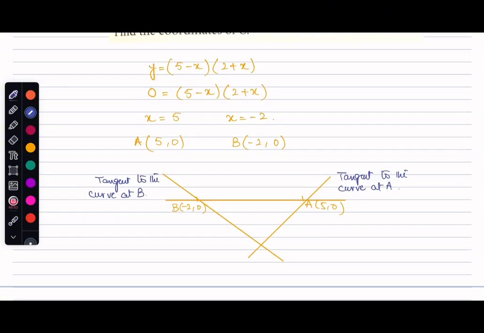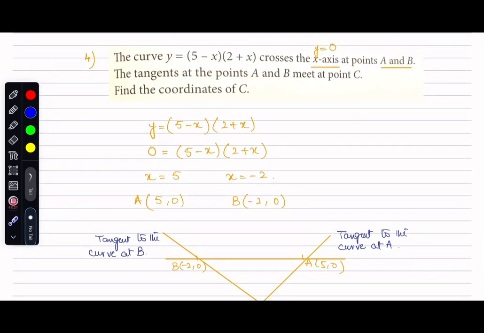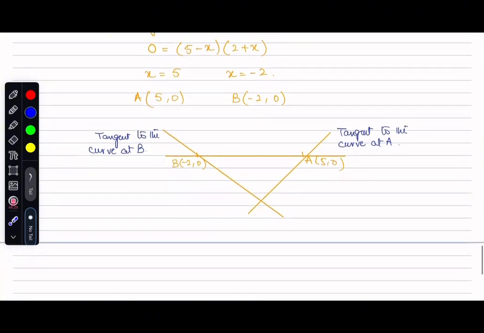So I have just drawn the two tangents to the curve. Obviously there should be a curve which was there. So to the curve at point B, this was the tangent. To the curve at point A, this is the tangent. And these two tangents, when extended, according to the question, are meeting at point C. And then we are supposed to find the point C. So this is the point C, and this is the coordinate that we are supposed to find out.